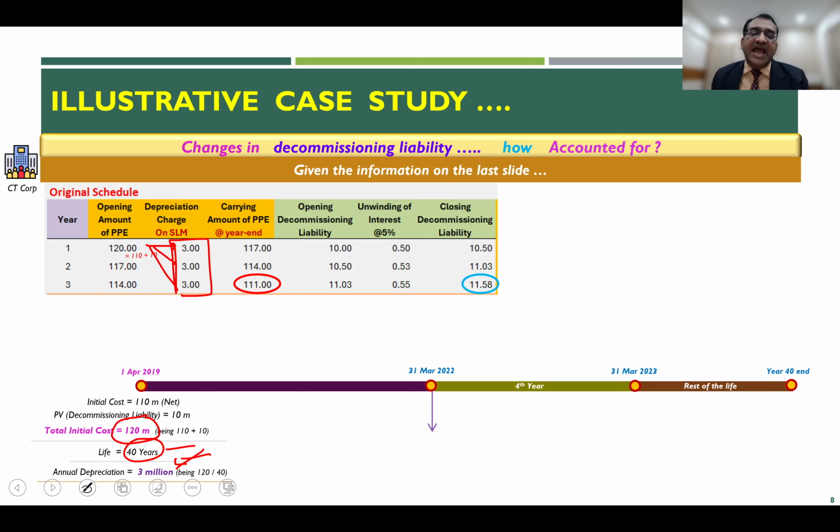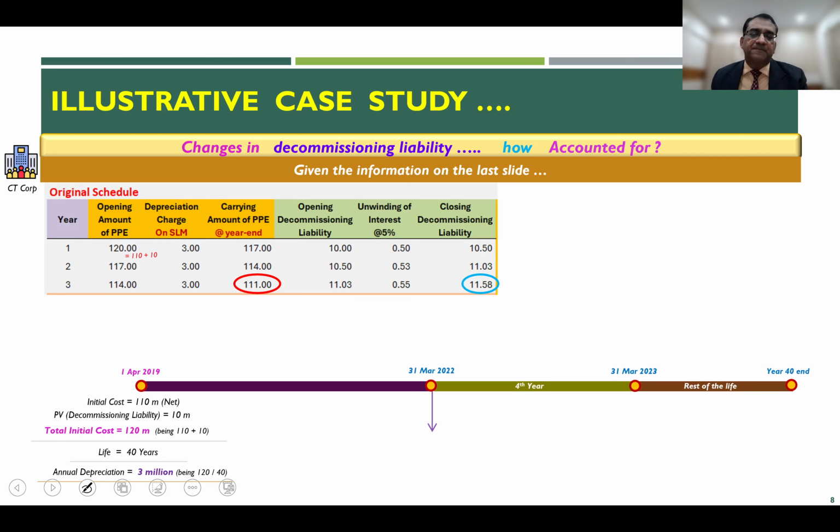That means 9 million is your total depreciation in the first 3 years. And therefore, the carrying amount, if nothing would have happened, of the PP&E, including that decommissioning liability, would have been 111 million. What is 111? 120 minus 3 minus 3 minus 3. Right. This is on the asset side.